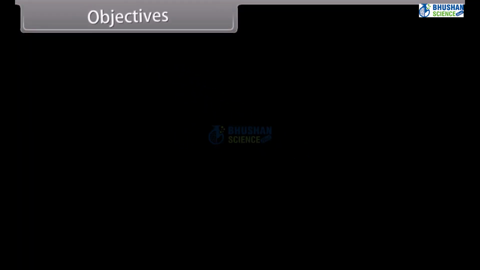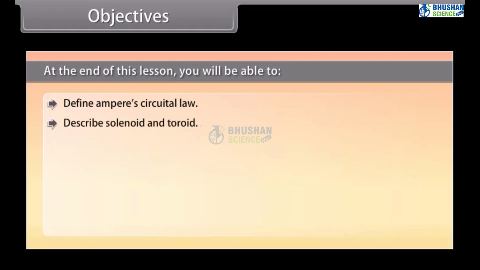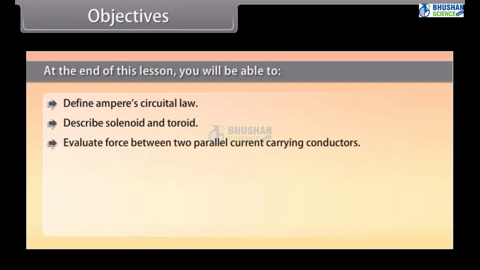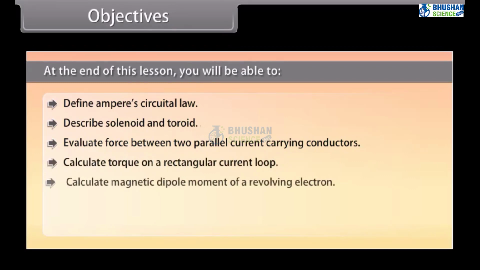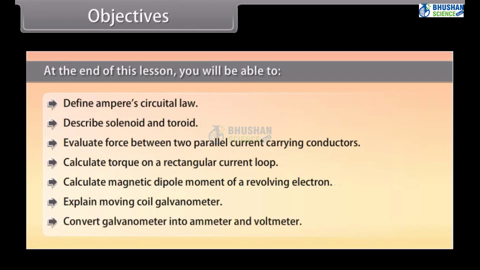Objectives. At the end of this lesson, we'll be able to define Ampere's Circuit Law, describe solenoid and toroid, evaluate force between two parallel current-carrying conductors, calculate torque on a rectangular current loop, calculate magnetic dipole moment of a revolving electron, explain moving coil galvanometer, convert galvanometer into ammeter and voltmeter.